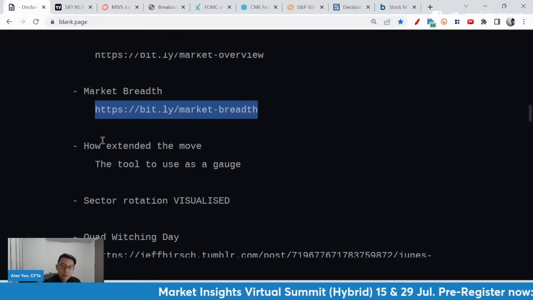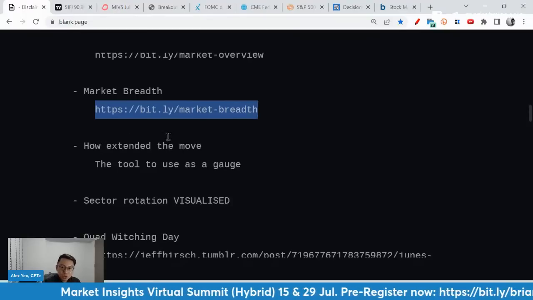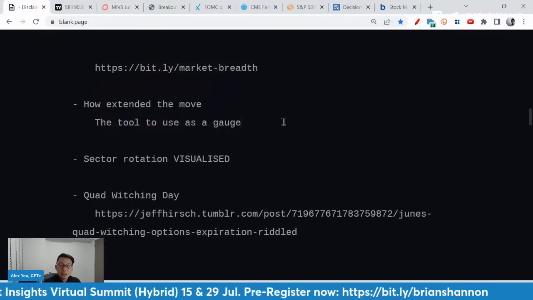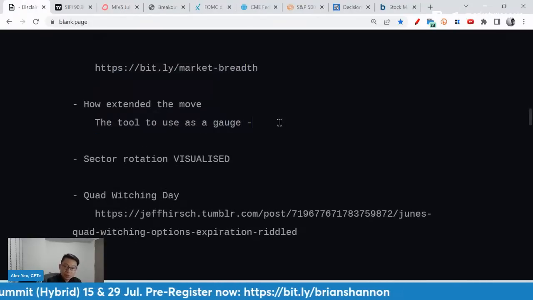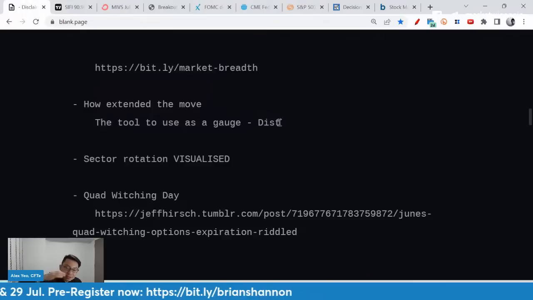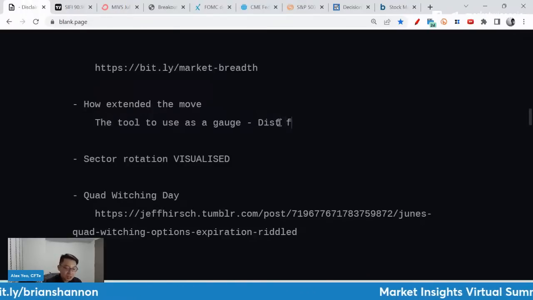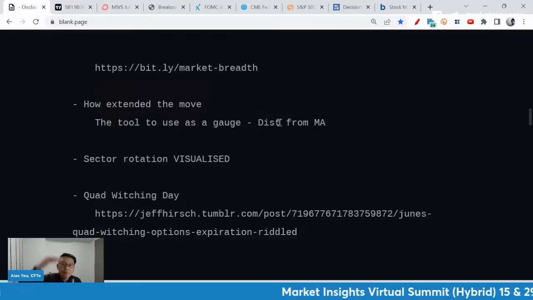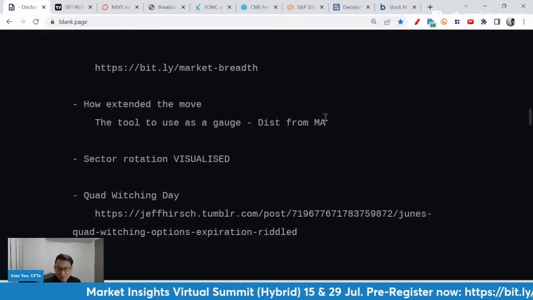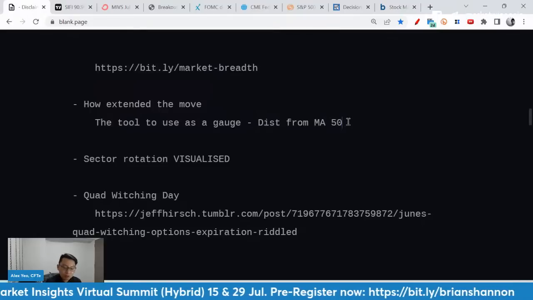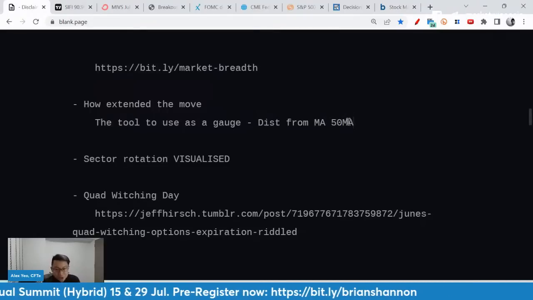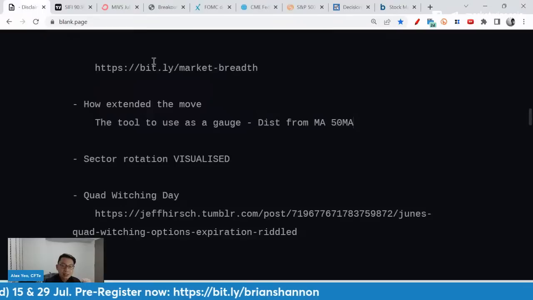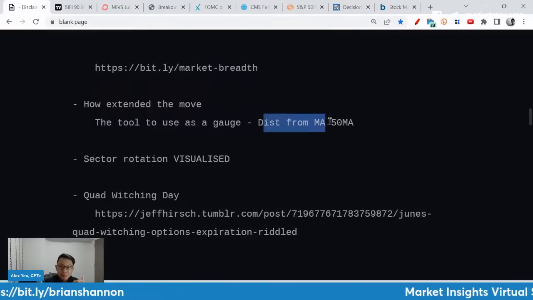The tool that I want to share with you is called the distance. This is a derivative of the moving average: distance from moving average. How far is it from the MA? As a guideline, I tend to use the 50 MA, but you can change it. So how do you get this? This is more like an oscillator. I'll show you how extended the move is, the distance from the 50 days MA.